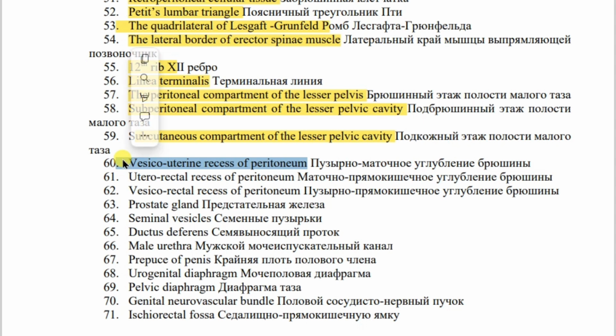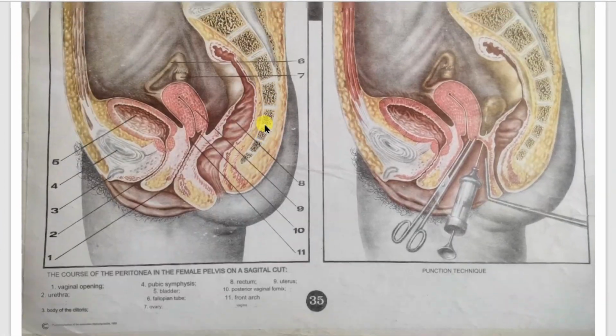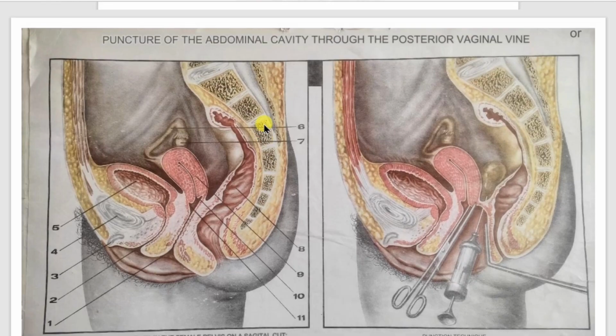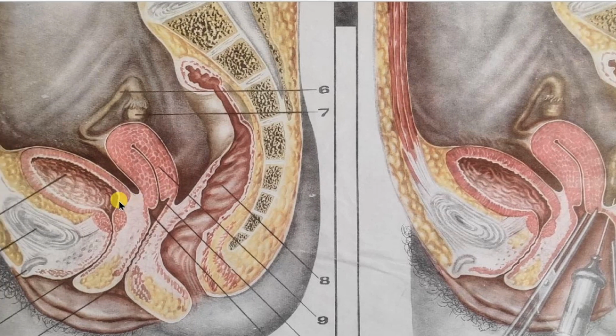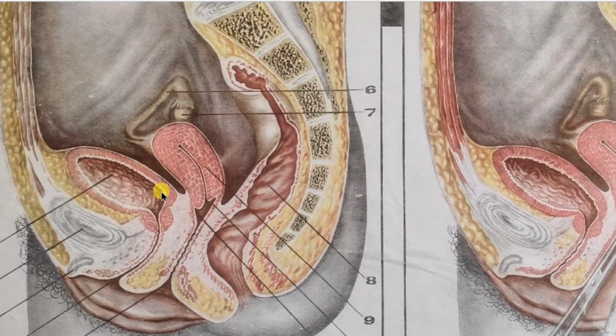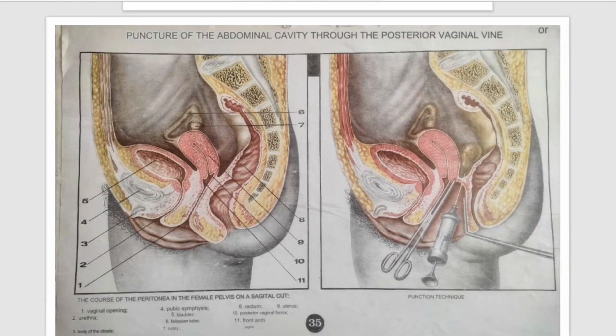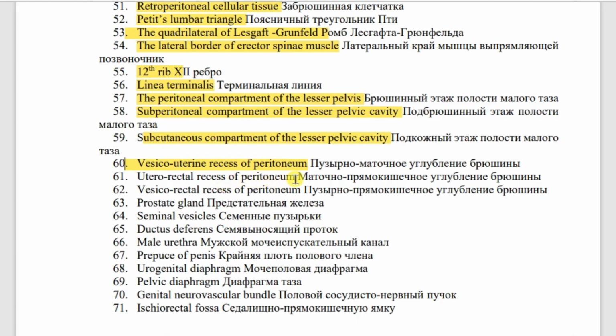Next here we have the vesicouterine recess of peritoneum. We are going to find it here. So let's see, we have vesicouterine. Vesico means bladder, and this is uterus, which means uterine. So the vesicouterine recess you can see here. Let's zoom a little bit and you can have a better look at these preparations. Okay, vesicouterine recess.